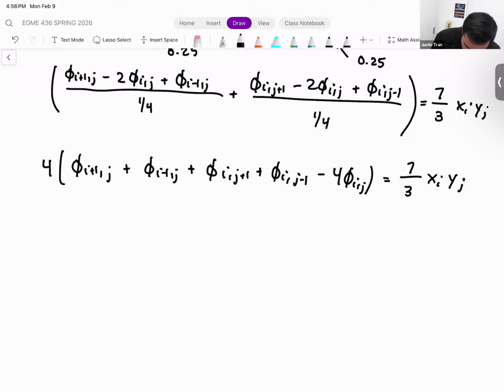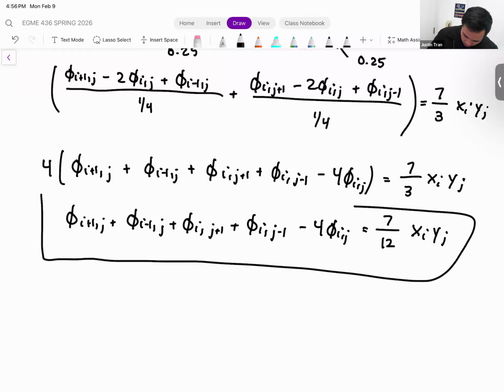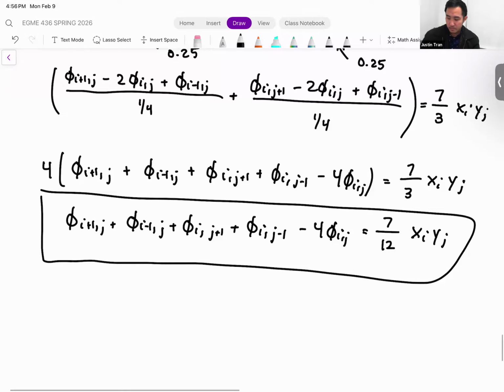Okay, so we divide by 4, then we get phi(i+1, j) plus phi(i-1, j) plus phi(i, j+1) plus phi(i, j-1) minus 4 phi(i, j) is equal to 7 over 3 times 4, which is 12, xi yj. Okay. All right, so that right there is our finite difference equation for this particular problem.